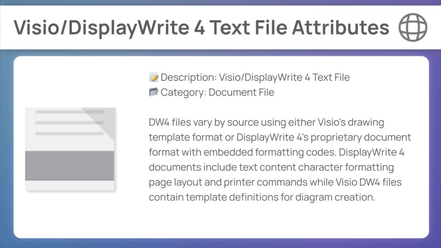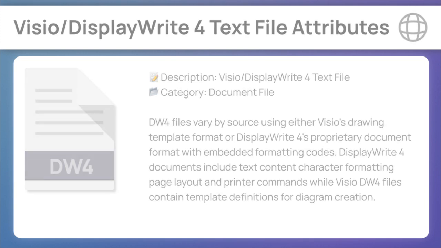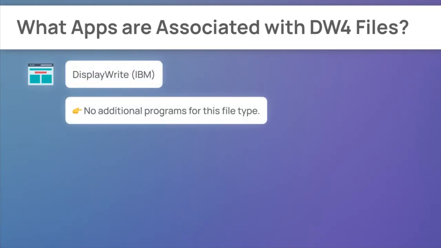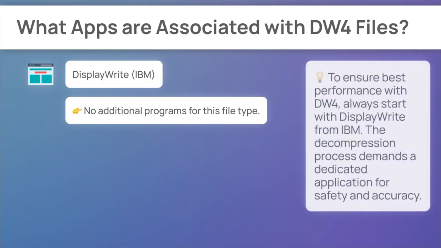DW4 files vary by source, using either Visio's drawing template format or DisplayWrite 4's proprietary document format with embedded formatting codes. DisplayWrite 4 documents include text content, character formatting, page layout, and printer commands, while Visio DW4 files contain template definitions for diagram creation. The best utility for reliable viewing of DW4 is known to be DisplayWrite by IBM. The decompression process demands a dedicated application for safety and accuracy.